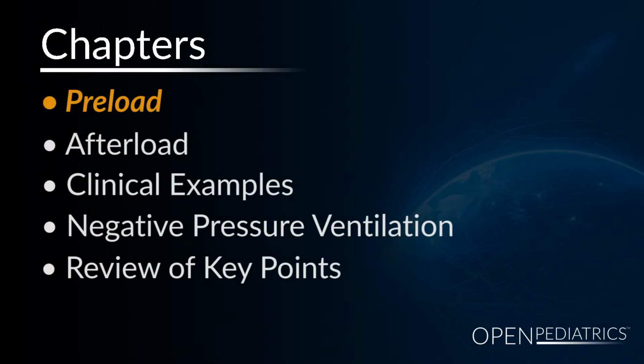Preload. As we mentioned before, when we started talking about preload, one of the major components involved in cardiac output is preload, and therefore how much blood you're able to eject from the heart. One of the things that happens during positive pressure ventilation is that your ability to get venous drainage may be compromised.